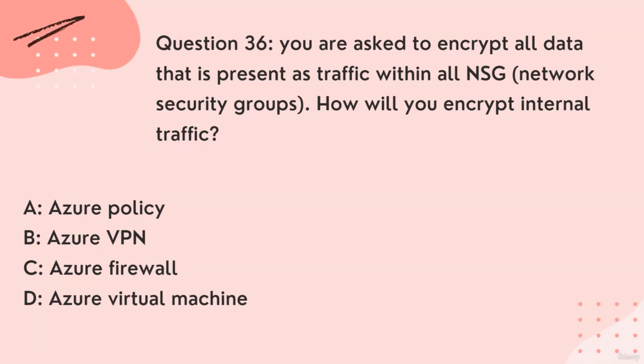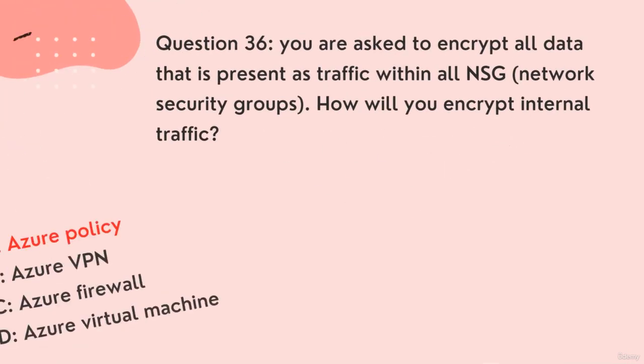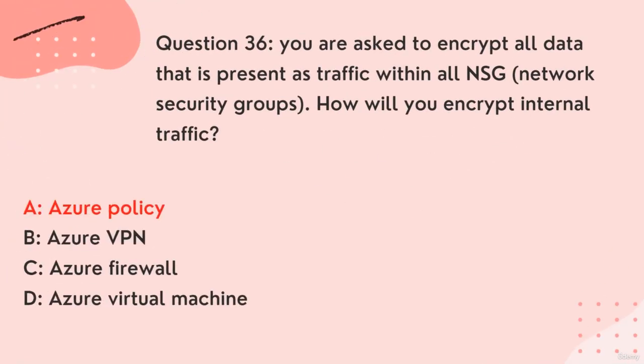encrypting the data. Azure Firewall can be used to filter the data but not encrypt it, and adding to it, Azure Firewall is meant for external traffic, not internal traffic. Over here our aim is to encrypt internal traffic. So the answer is Azure Policy. As an admin of multiple associates or multiple subscribers, you can write an Azure Policy that whenever specific data is exchanged within the internal NSG group, you are supposed to encrypt it.